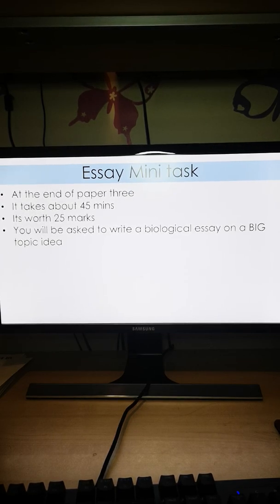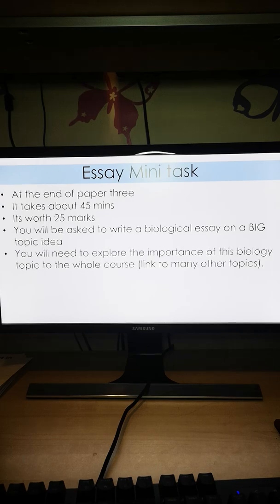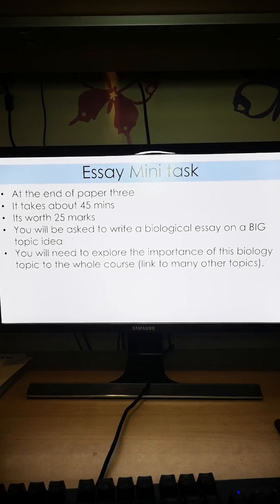And really what the examiner is trying to do is to test how well you can think about the big picture of that idea and link it to other areas of the course that you've studied. Okay, so you will need to explore the importance of that particular topic, like in the case of ions, to the whole course. So you'd link it to different topics.